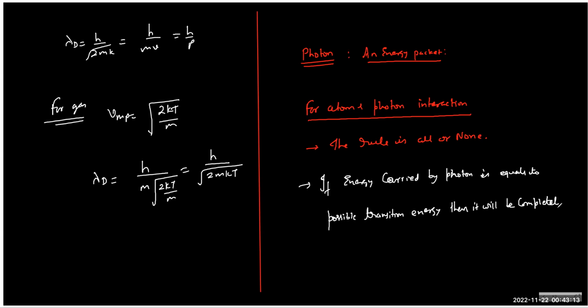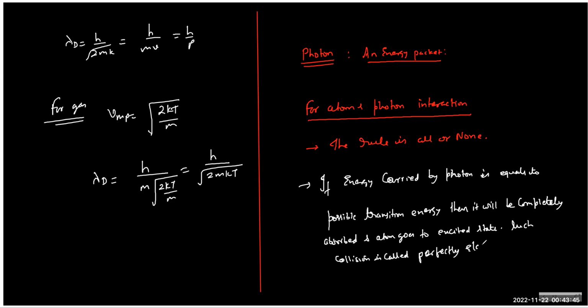So if the energy carried by the photon is equal to the possible transition energy, then it will be completely absorbed, and the atom goes to an excited state, or you can say a higher excited state. Such a collision is called what? Perfectly inelastic collision.